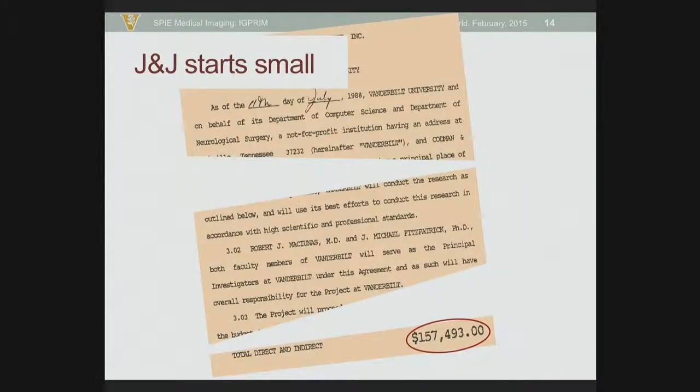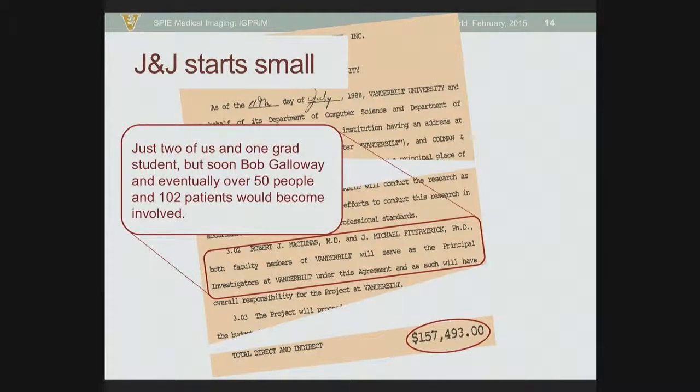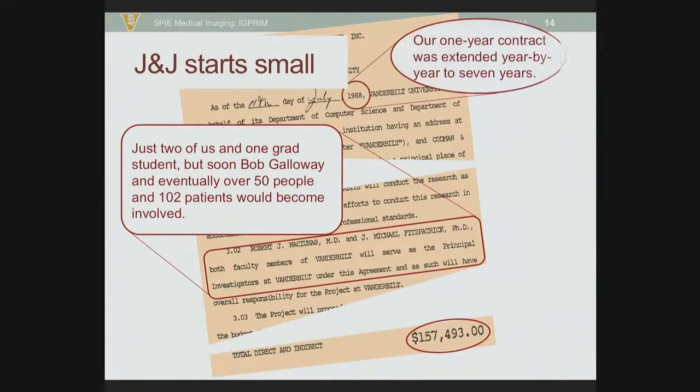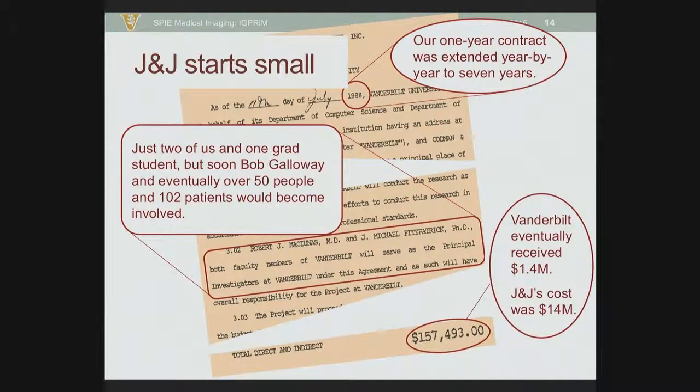He got some money from Johnson & Johnson. 1 year funding, $157,000, kind of small. We started out with just 2 of us. Bob Galloway joined very soon after that, and eventually we have 50 people and 102 patients involved in this project. Johnson & Johnson reluctantly, we had to beg them to keep extending it year by year by year. We had to show them something all the time. Eventually, they spent $1.4 million at Vanderbilt. By today's NIH standards, that's pocket change, you know. But they spent $14 million total on this project.